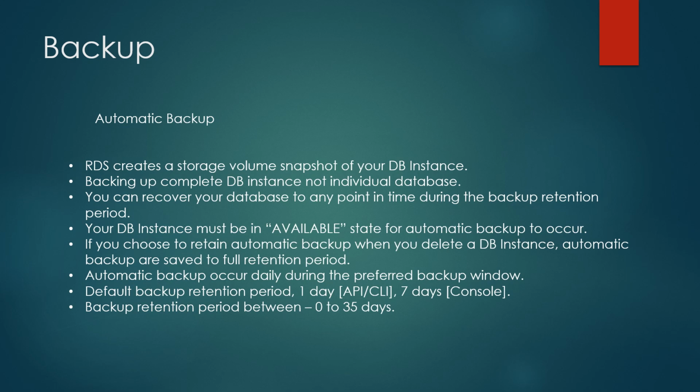Automatic backup happens daily as per the preferred window defined. The default retention period is 1 day if it is set up by API or CLI, and it is 7 days if it is done via the AWS Management Console. The retention period duration is between 0 and 35 days. If you disable the automatic backup, then all the existing automatic backups will be deleted.